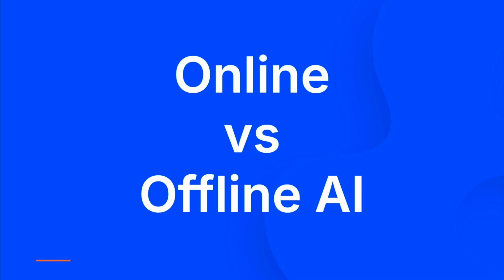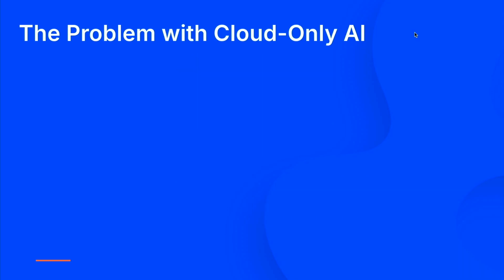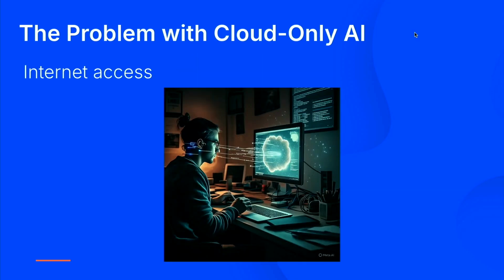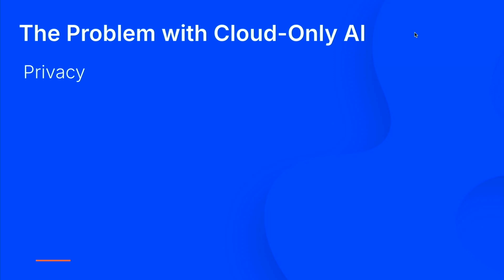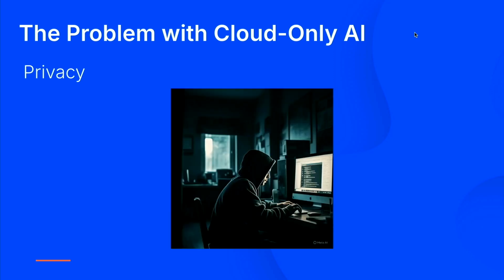So I had a few questions a few days ago. What's the difference between online versus offline AI? Basically, most of the AI right now, like ChatGPT and Gemini, needs constant internet access so you can get a response from them. There's also privacy. When you send your code to Copilot or ChatGPT, we don't really know what happens on the other side.